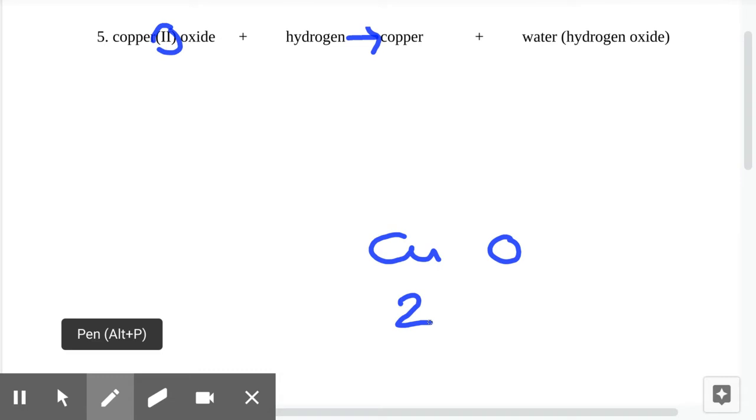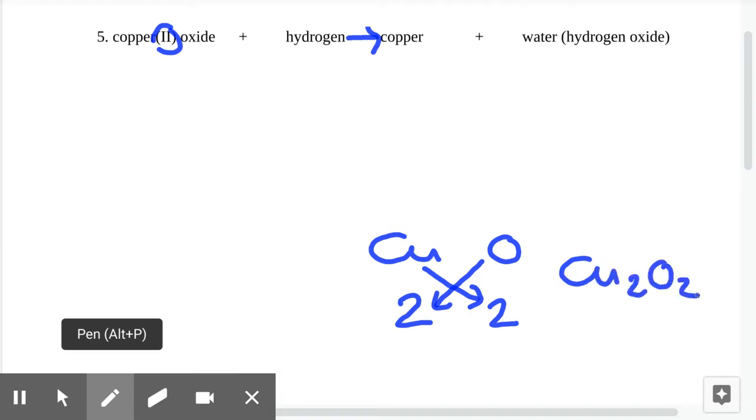Oxygen is in group 6, using your periodic table, which means it's 2 electrons away from having a full outer shell of 8 electrons, 2 away from group 8. So that also has a valency of 2. Simple swapping over of these numbers then leads us to Cu2O2.